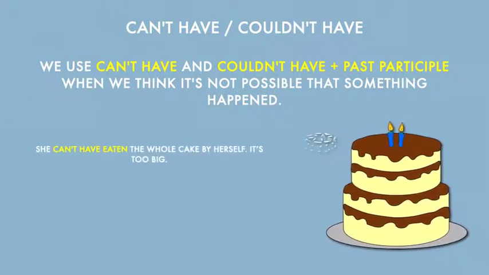Alright, the last one is can't have or couldn't have. We use can't have and couldn't have plus past participle when we think it's not possible that something happened. She can't have eaten the whole cake by herself. It's way too big.